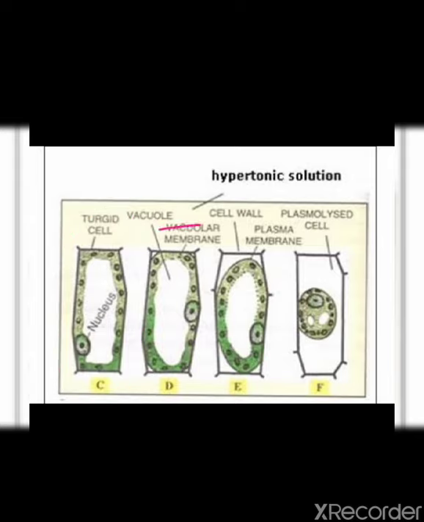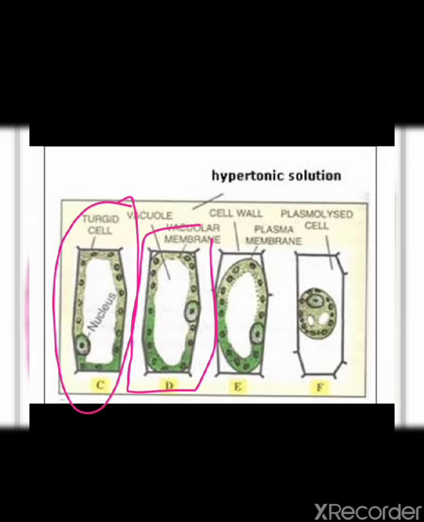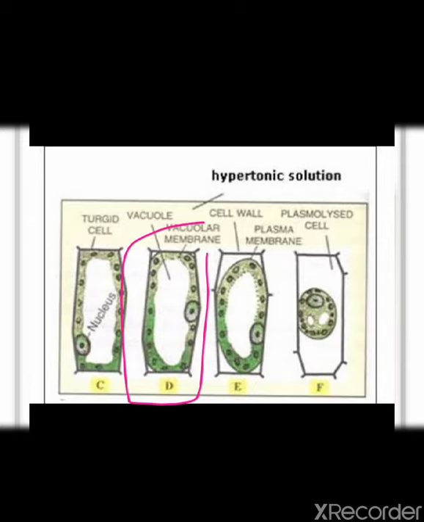But when we keep this cell in hypertonic solution, previously we kept it in fresh water, at that time the cell was in turgid state, but now we will keep it in hypertonic solution. Then what will happen? It will lose its stressed appearance. Clear class? The protoplasm will shrink. You can see in this figure, this is protoplasm and this is cell wall. So protoplasm will shrink. You can see how it is shrinking.